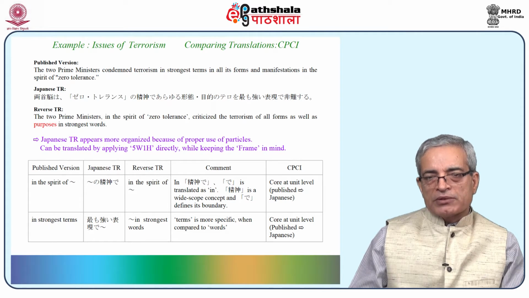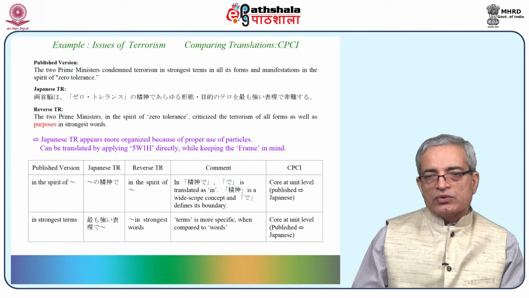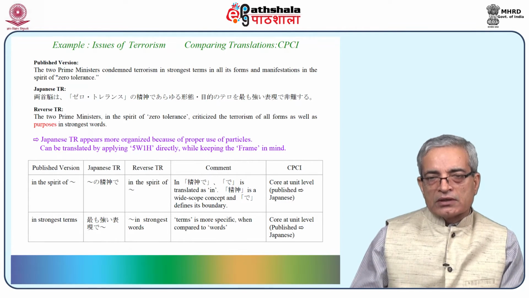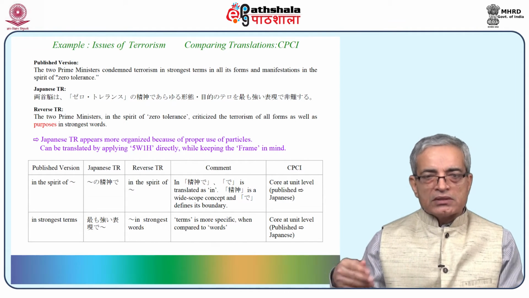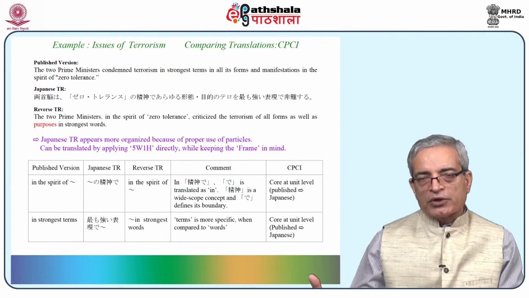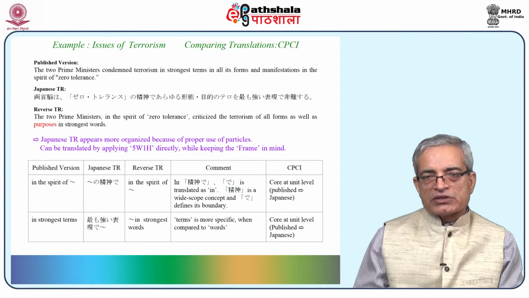The Japanese TR from the published version is a good equivalent. Terrorism in all its forms is arayuru ketai no tero, which is core at unit level, and terrorism in all its manifestations is arayuru mokuteki no tero. And the two put together make this expression. Mokuteki is actually target, while manifestation is the result unfolding. Therefore, this component is implicit at the unit level.